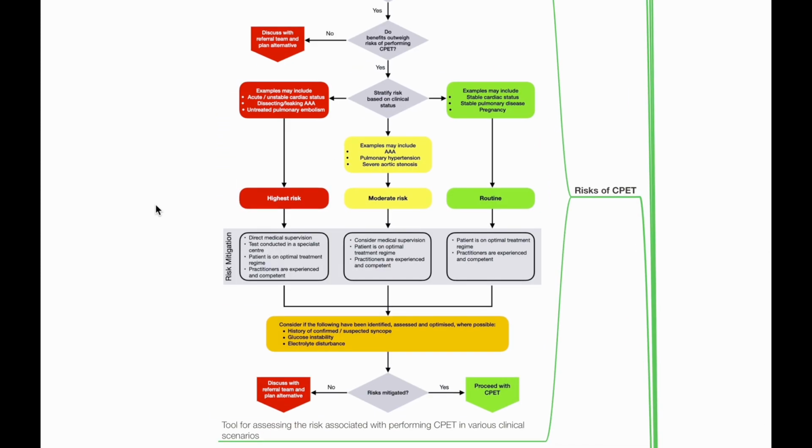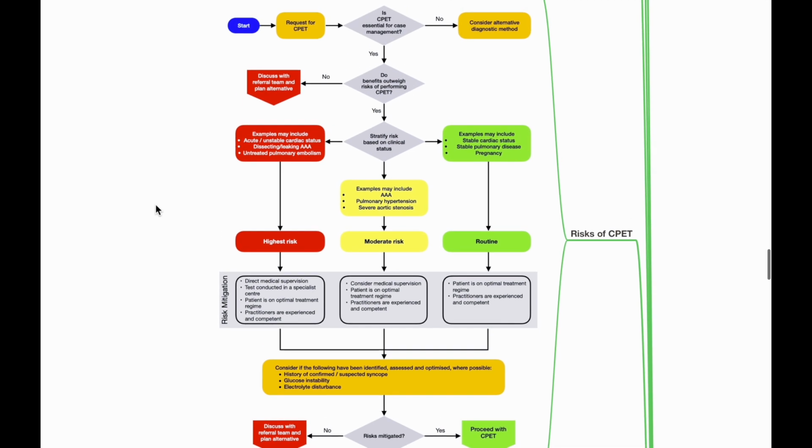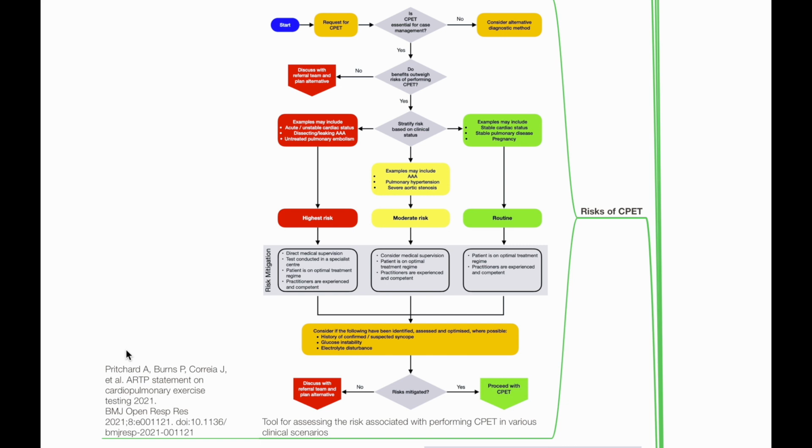This is a tool for assessing risk associated with performing CPET in various clinical scenarios, referenced from the ARTP statement on CPET 2021. Consider alternatives to CPET if it is not essential for case management. Risk outweighs benefits in situations such as acute unstable cardiac status, dissecting or leaking AAA, untreated pulmonary embolism, pulmonary hypertension, and severe aortic stenosis, especially in the failure of risk mitigation.